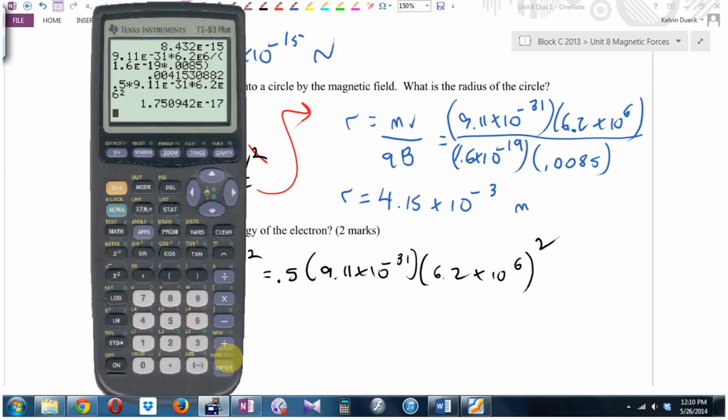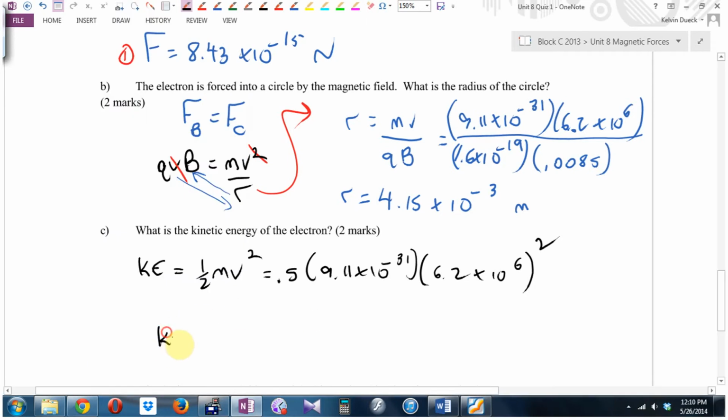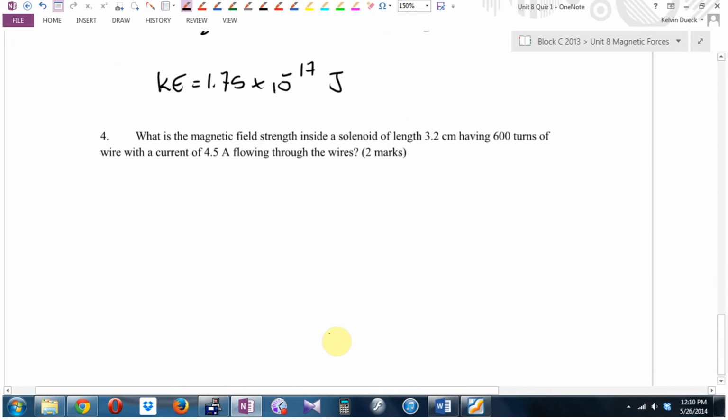Do we get 1.75 times 10 to the negative 17th joules? Not very much. KE equals 1.75 times 10 to the negative 17th joules. 1 mark for the first line, 1 mark for the second line. Again, if you got the right answer, full marks. Oh, one more question. Good.